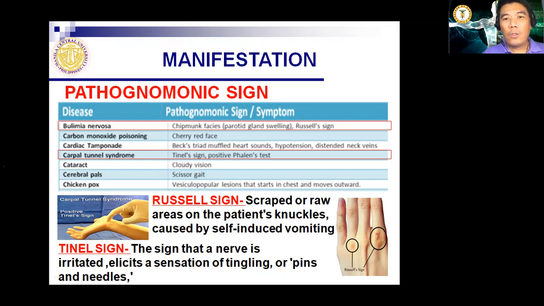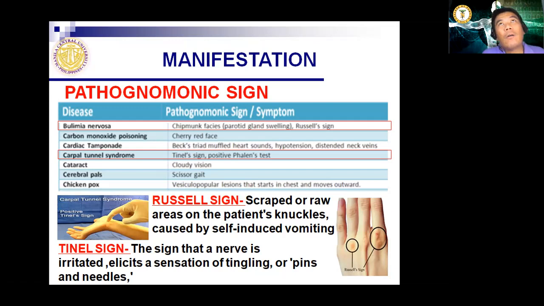Next. I think I have mentioned this a while ago about chickenpox. That's vesiculopapular lesions or rashes. These are rashes that have fluids inside. Vesiculopapular. But if you say papular, it's occluded in the skin, but it has rashes.